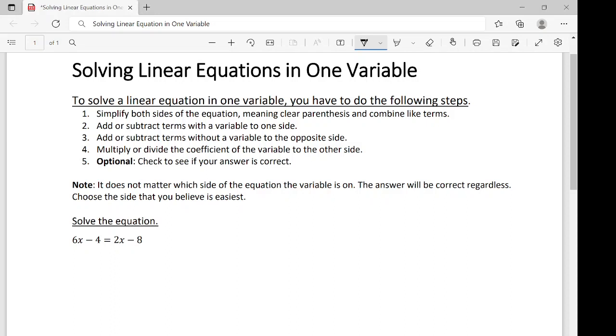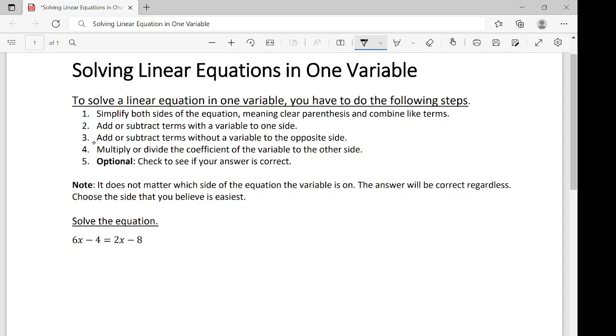To solve a linear equation in one variable, you have to do the following steps. First, you need to simplify both sides of the equation. That means clearing the parentheses and combining all like terms. Second, you need to add or subtract the terms with the variable to one side, either the left or the right. It doesn't matter. Just choose the side you think is the easiest.